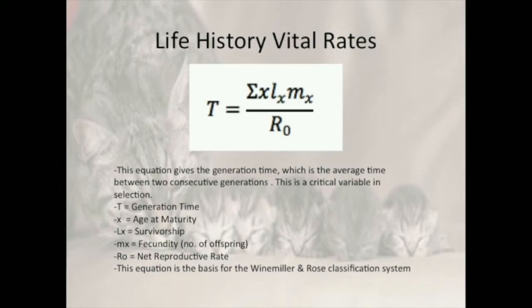Life history vital rates. This equation below explains the relationship among the different variables that factor into the generation time of a population of organisms. You can see the different terms of the equation and what they represent below. This equation is the basis for the Weinmiller and Rose classification system.